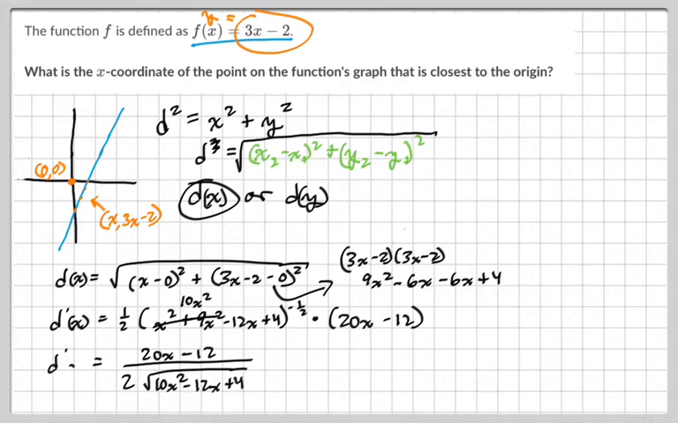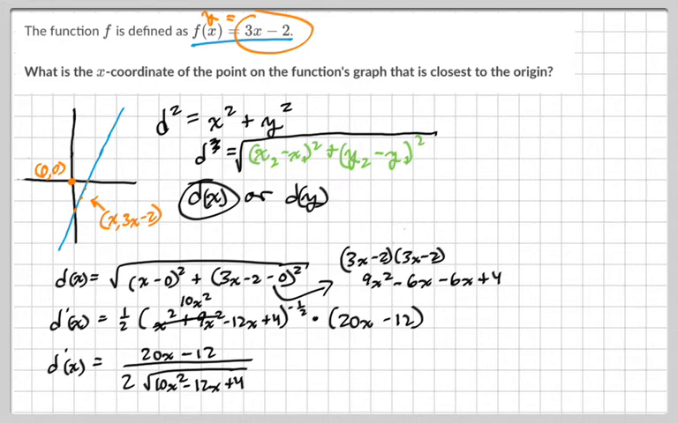The 20x minus 12 is going to go on top with the 1 right here. And then all of this stuff gets to go on the denominator because of the negative 1/2 exponent. And so I put that on the bottom with the square root instead of the 1/2 exponent with the 2. All right, we got our d prime. We have the derivative of the distance.